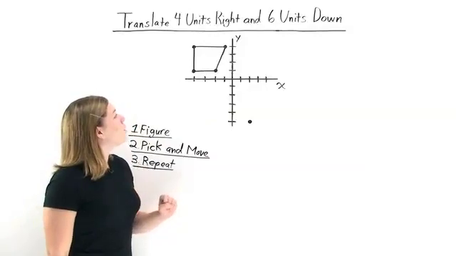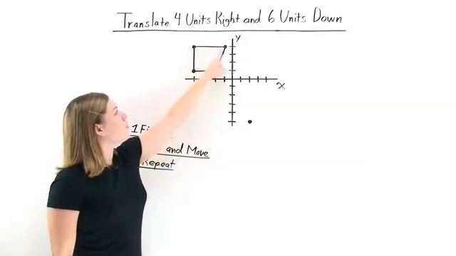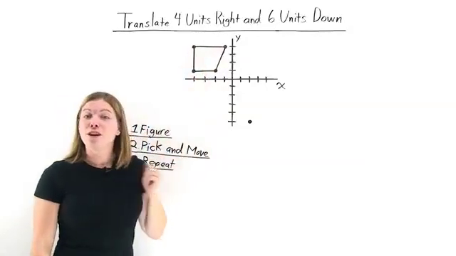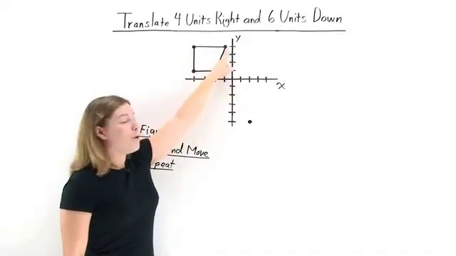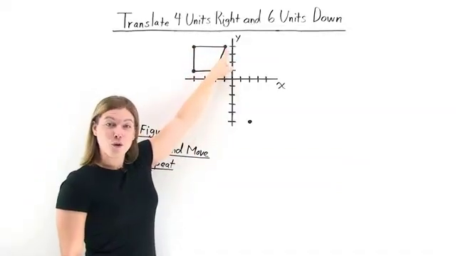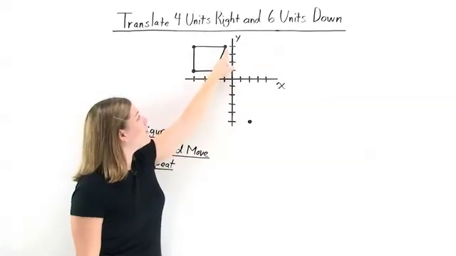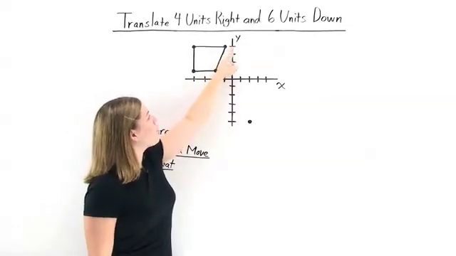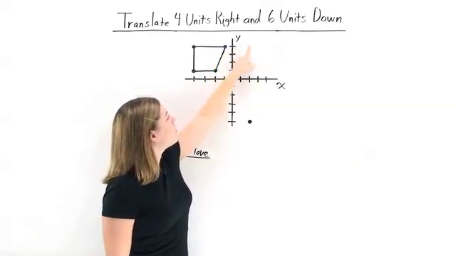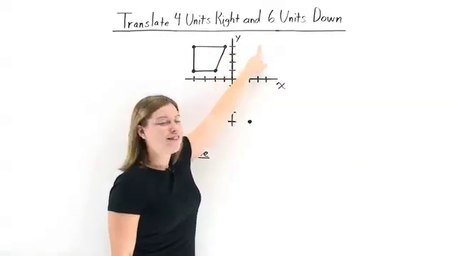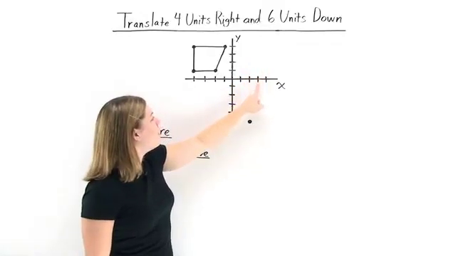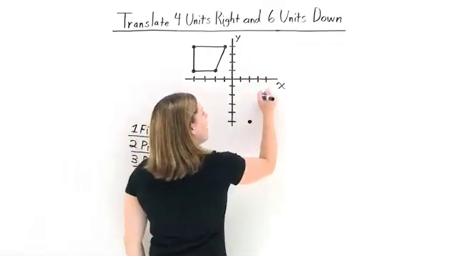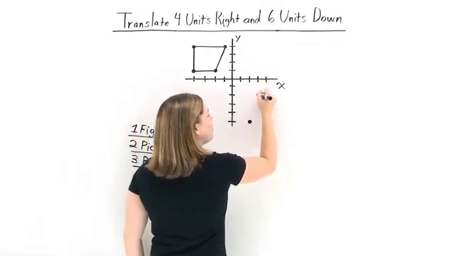So to give ourselves a good picture, let's pick the other 3 vertexes of our figure to translate. Let's pick this point next. We want to take this point and translate it 4 units to the right and 6 units down. So we count 4 units to the right. 1, 2, 3, 4. Then 6 units down. 1, 2, 3, 4, 5, 6. And we plot our new point.